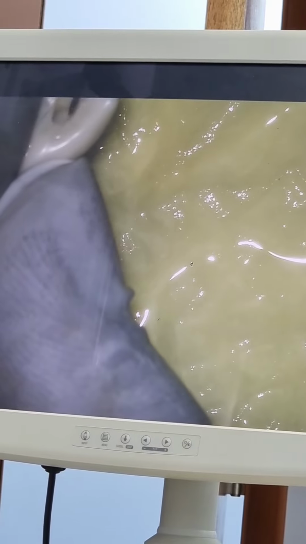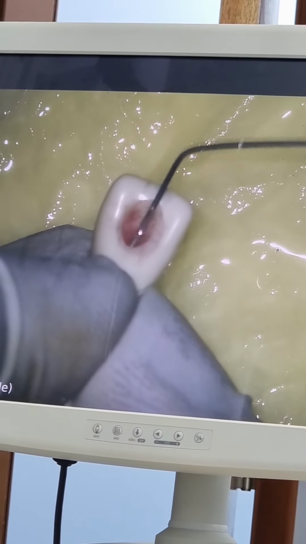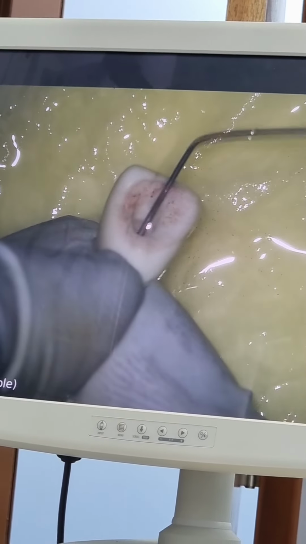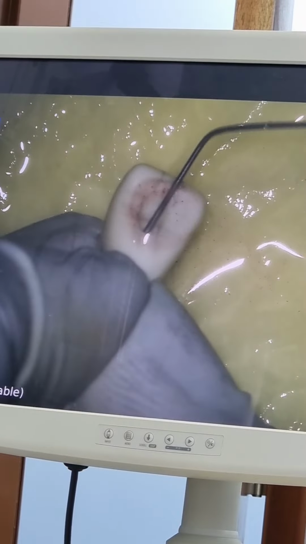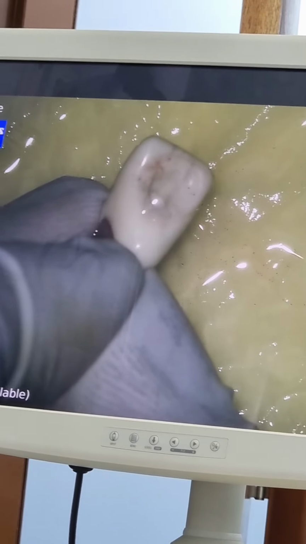So you go inside the canal, and when you do the irrigation with this syringe, it should be moving up and down. You see this red thing coming out? What is that? Debris. So up and down slowly, let all the debris flow out.